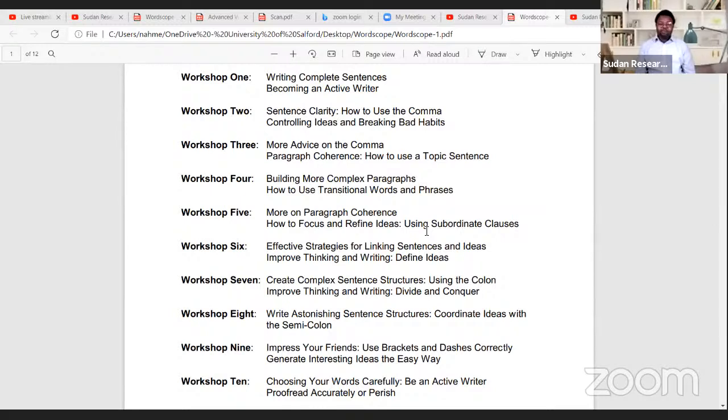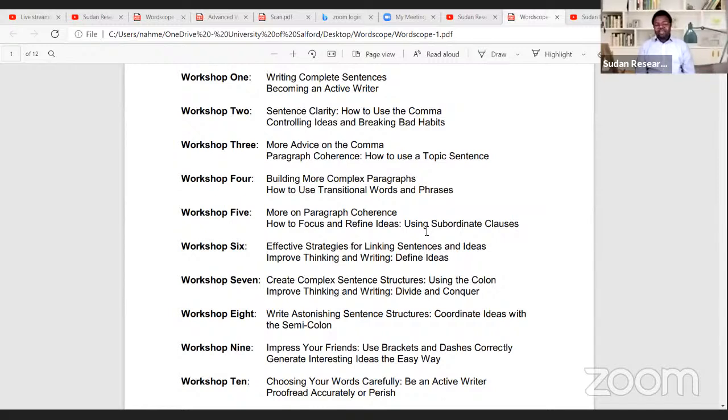In lecture 4, you have building more complex paragraphs, how to use transition words and phrases. More on paragraph coherence, that's lecture 5, how to focus and define ideas using subordinate clauses. And then you have lecture 6, and I will see if I can stop at 6 or go beyond 6. Effective strategies for linking sentences and ideas. Improve thinking and writing. Define ideas. Create complex sentence structures using the colon and semicolon, if you can remember that.